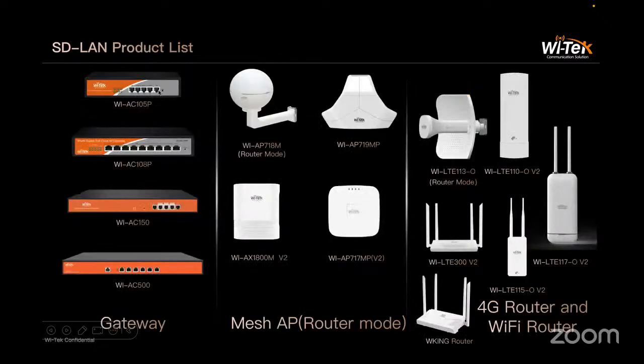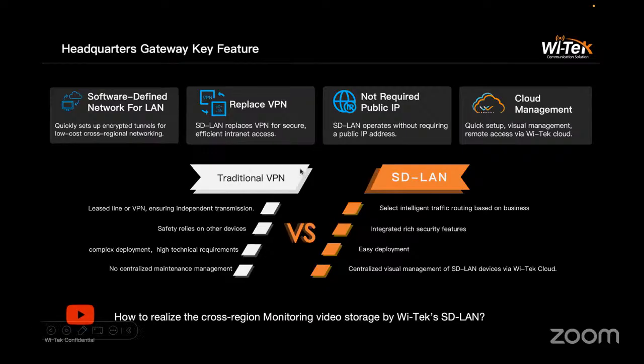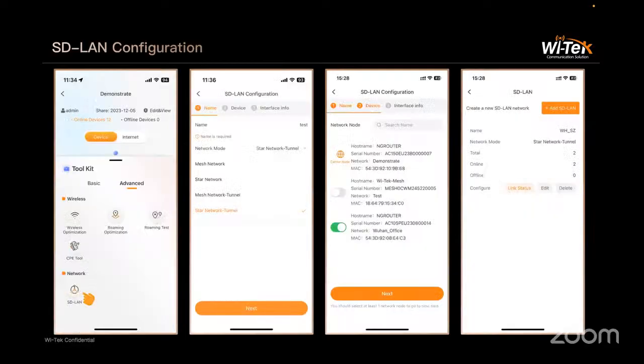So our SD-LAN now supports the gateway, also supports our mesh AP in router mode, and also supports our Wi-Fi router and 4G router. Compared with traditional VPN, the best feature is no need for a public IP. And the configuration is also very easy. We just choose SD-LAN and choose the mode. We support star network and mesh network. If your network is an NVR with cameras, we choose star. And if you don't have a public IP, you choose the tunnel. Then we choose any two or three projects and connect them.